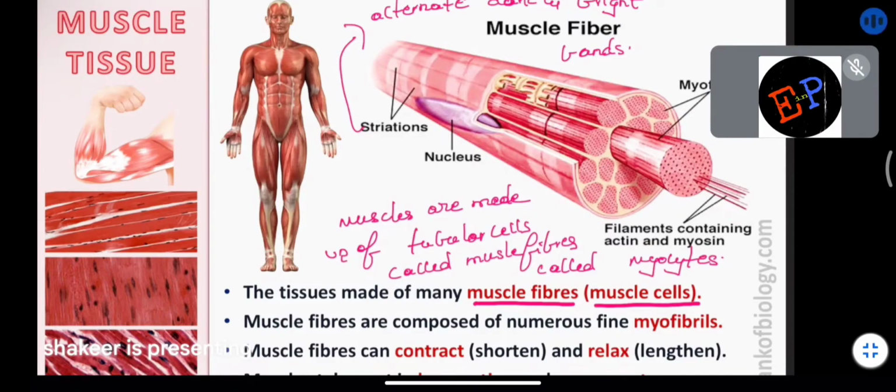Okay. So muscles are made up of tubular cells. Tubular cells means they are in the shape of tubes. Tubes are in the shape of cylinders. Tubular cells are called muscle fibers, and they are also called myocytes. So muscle cells you can also call myocytes. Write that point in your books. Myocytes. So they are cylindrical in shape, or you can say they are tubular in shape. They are in the shape of tubes.